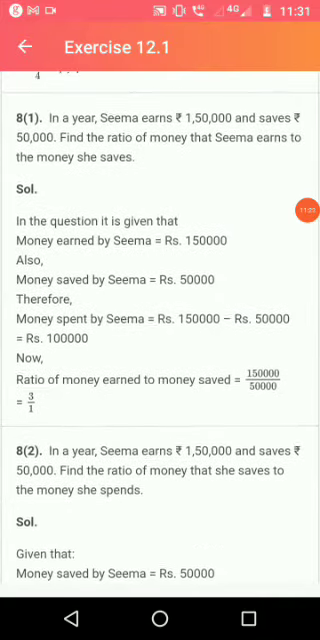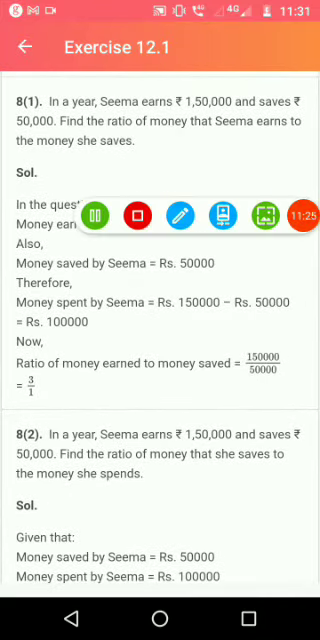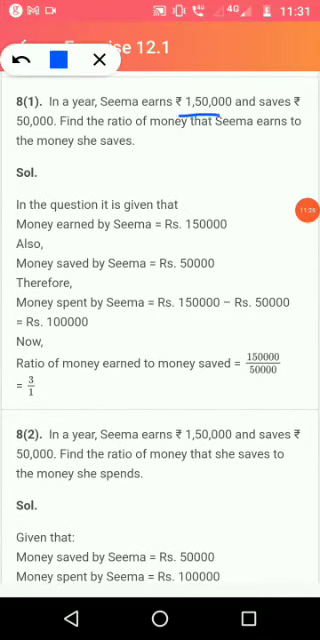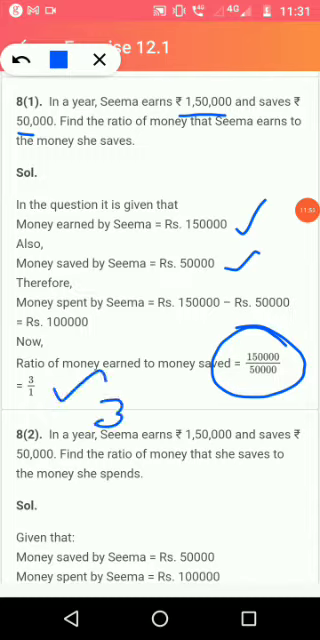Next. 8. In a year, Seema earns so much and saves so much. Find the ratio between what Seema earns and what she saves. It's exactly the same. Okay. So Seema is earning so much. Seema is saving so much. So money earned to money saved is this. So it is 1.5, or that is 1,50,000 to 50,000. So it is 3:1.